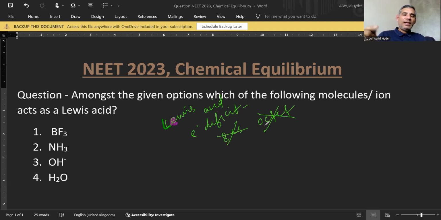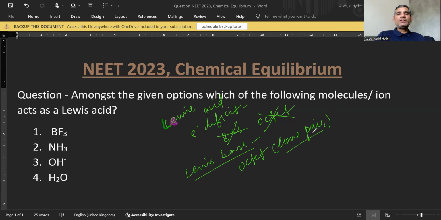And if octet is complete, and not only octet is complete, but lone pair of electron is also there with the central atom, then such species are called Lewis bases. So what Lewis bases are? Lewis bases are those species which are having lone pair of electron and their octet is complete.